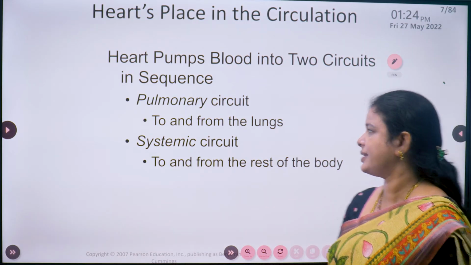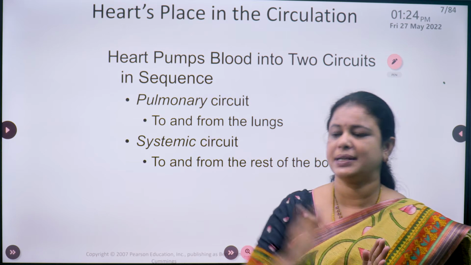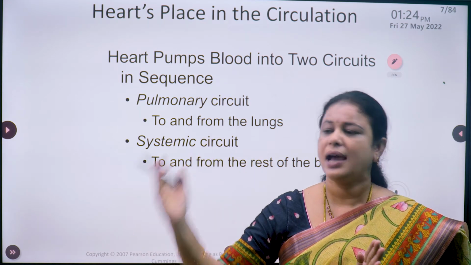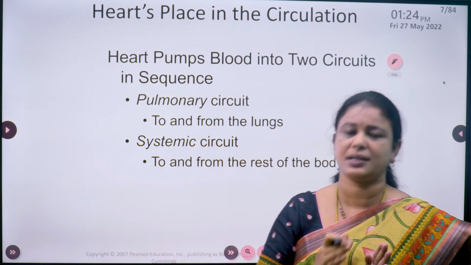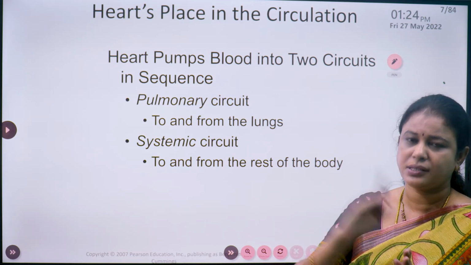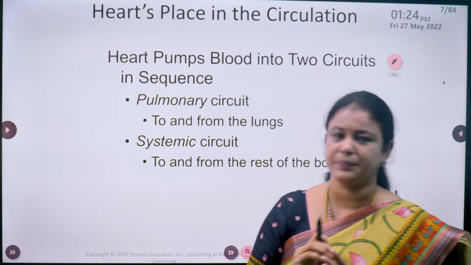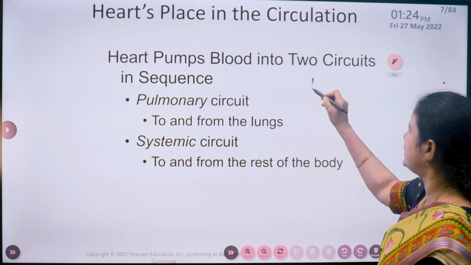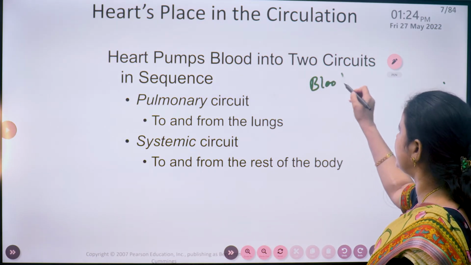Pulmonary circulation is how the blood from the heart reaches the lungs and how from the lungs it comes back to the heart. That we call pulmonary circulation. Pulmonary circulation means how the blood is pumping to the lungs.